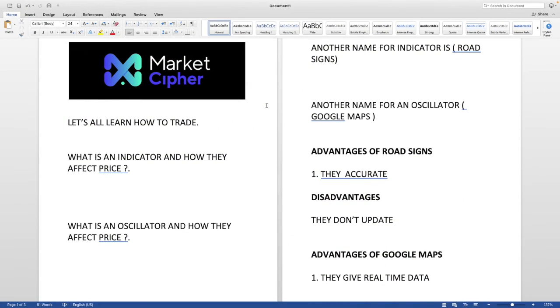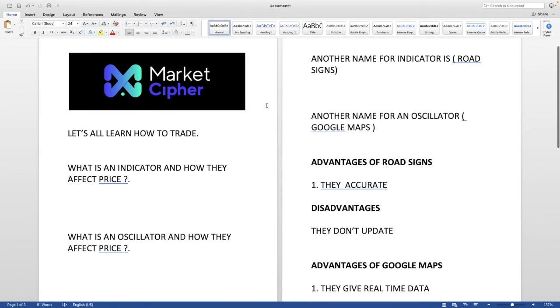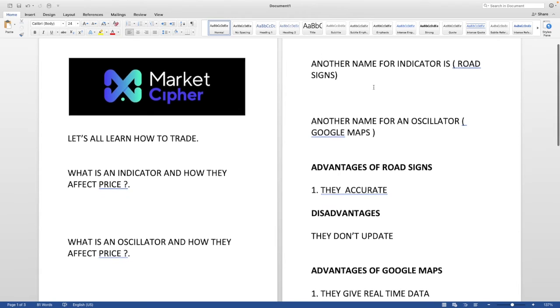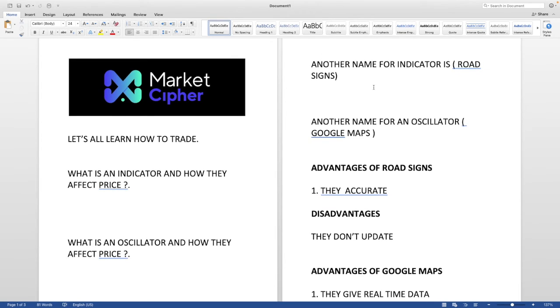Let's go back to the basics. Let's all learn how to be good traders. And first of all, let's understand what is an indicator and how they affect price, and what is an oscillator and also how they affect price. Basically, another name you can use for an indicator is road signs, right?